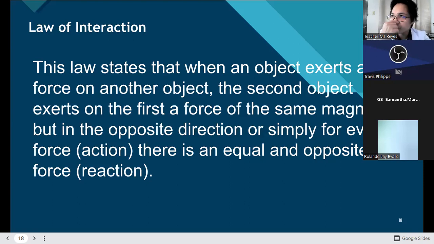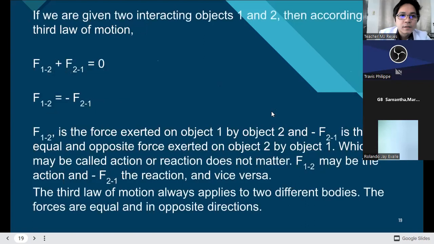Same as when you bounce a basketball. When you bounce the ball, the floor also exerts the same force that you act on the ball. That's under the law of interaction.